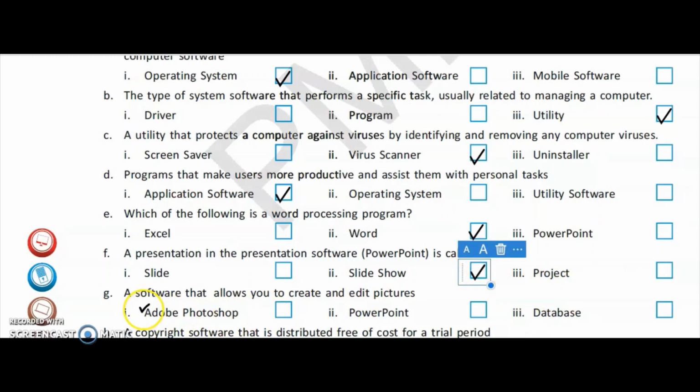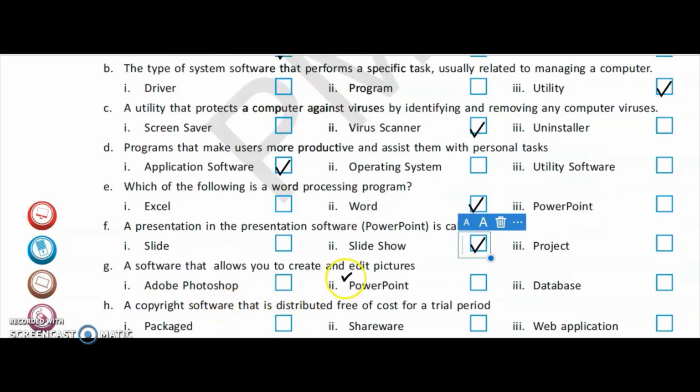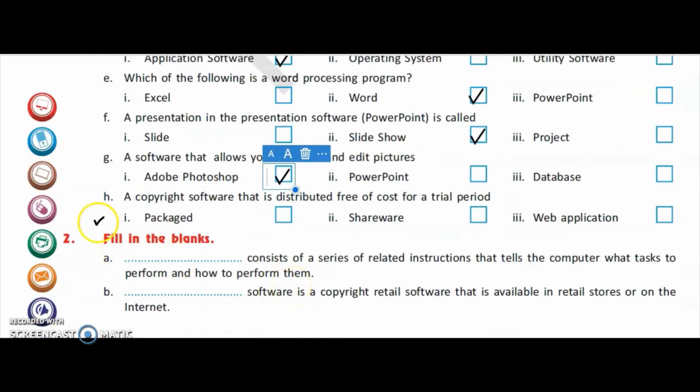Then our next question is, a software that allows you to create and edit pictures is Adobe Photoshop or PowerPoint or database. What will be the answer? The answer will be Photoshop. Next, a copyright software that is distributed free of cost for a trial period is packaged, shareware or web application. And the answer is shareware.